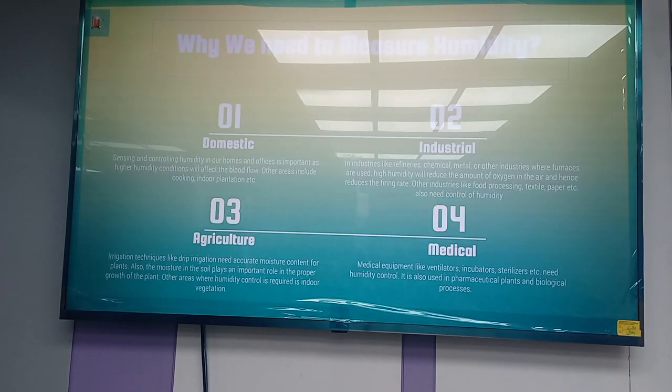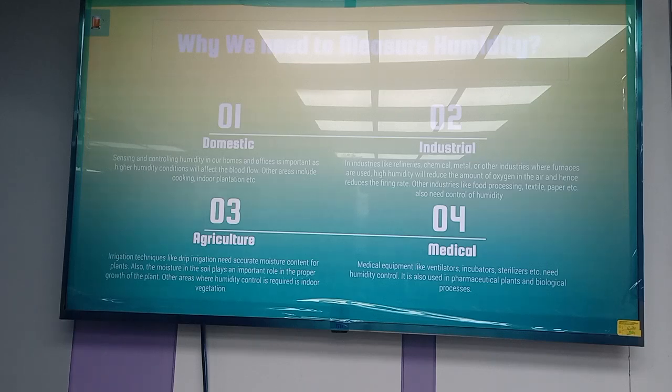Why do we need to measure humidity? There are four major sectors to measure humidity: domestic, industrial, agriculture and medical. In the domestic sector, sensing and controlling humidity in our homes and offices is important, as higher humidity conditions will affect the blood flow. Other areas include cooking, indoor plantation, etc.